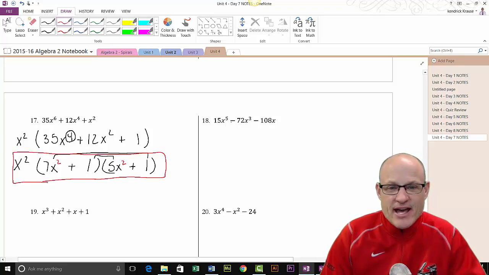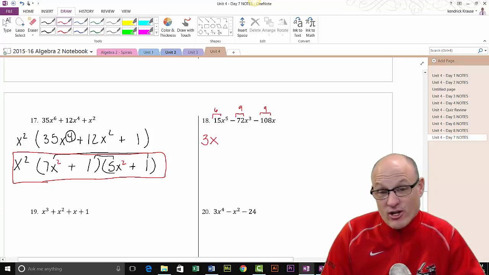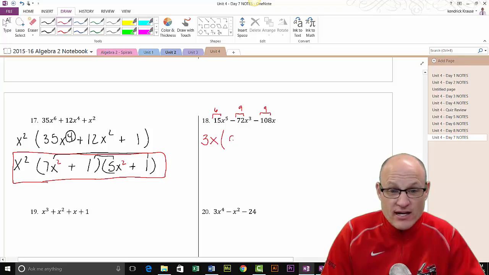We can take out an x, but I can also, let's see, do you guys know the divisibility rule for 3? If you add up the digits and that's divisible by 3, the whole number is divisible by 3. So that's 6, that's 9, and that's 9. So since those are all divisible by 3, I know I can take out a 3. But I'm actually going to take out a 3x because they all have an x. Let's see what's left over.